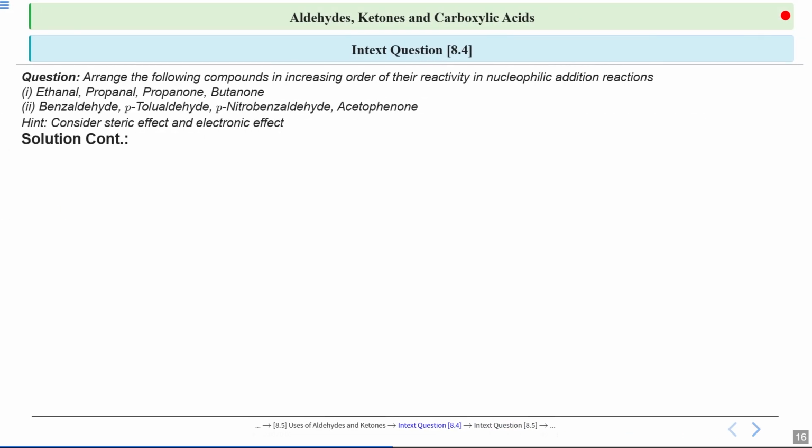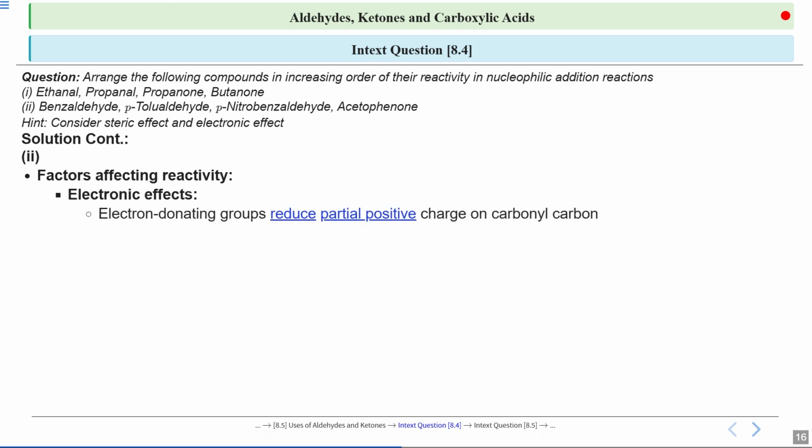Similarly, we are going to solve the second part. In the second part also, first we will sort out the factors that will affect this reactivity. First we will see the electronic factor. The electron donating group reduces the partial positive charge on the carbonyl carbon. So it affects how easily a nucleophile can attack the carbonyl group. The groups that are electron donating will reduce the partial positive charge.